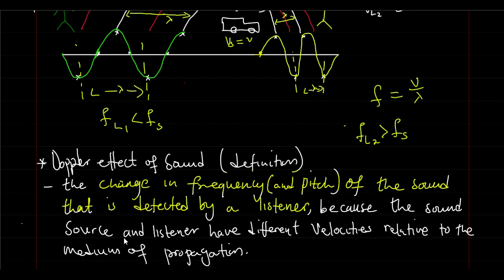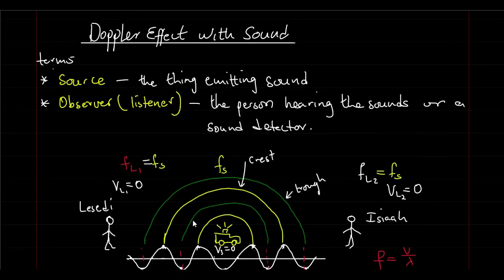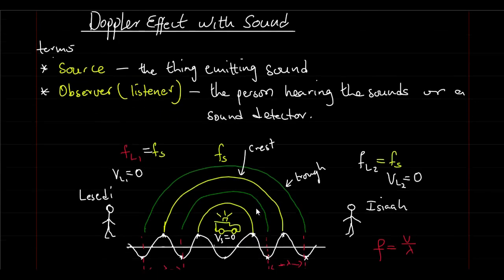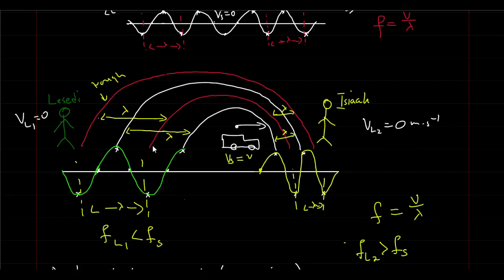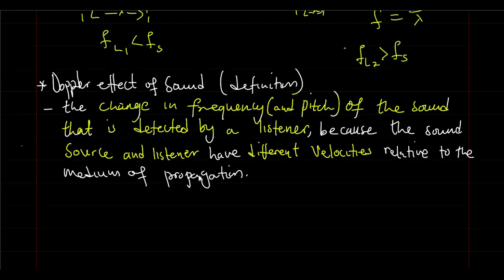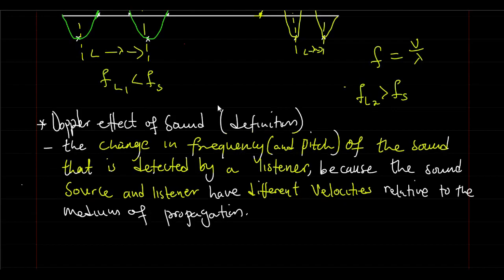So now because the sound source and the listener have different velocities relative to the medium of propagation. You have noticed from the above, in the first scenario they had the same velocities, and FL and FS were the same as well. And in the second scenario, they had different velocities. So that's why there was a change in frequency of sound that is detected by both Lesedi and Isaiah.